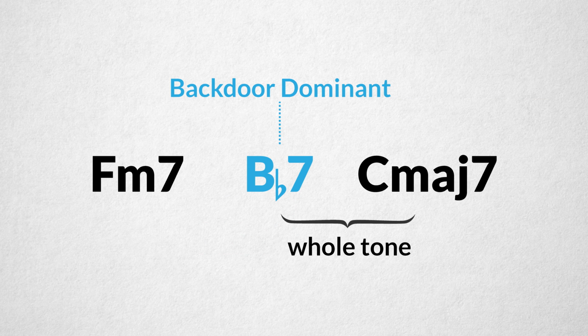So in the progression F minor 7, B flat 7, C major 7, the B flat 7 is the backdoor dominant. And it sounds like a dominant, but at the same time it's a very mild dominant sound, much milder than the dominant 5th degree within the key. Just listen to the two chords resolving to the tonic, C major 7.